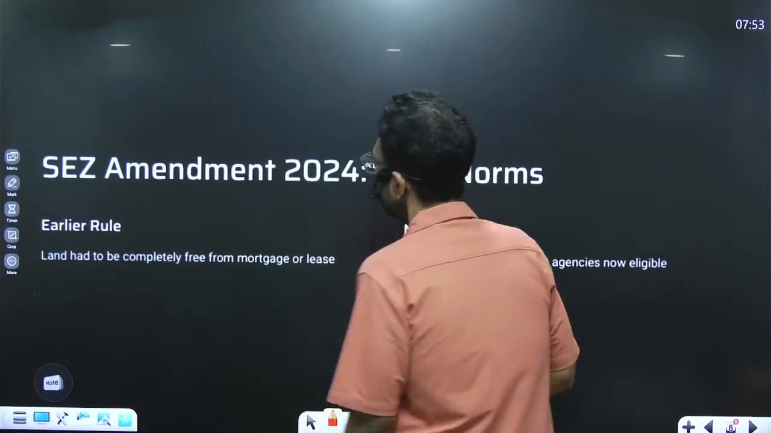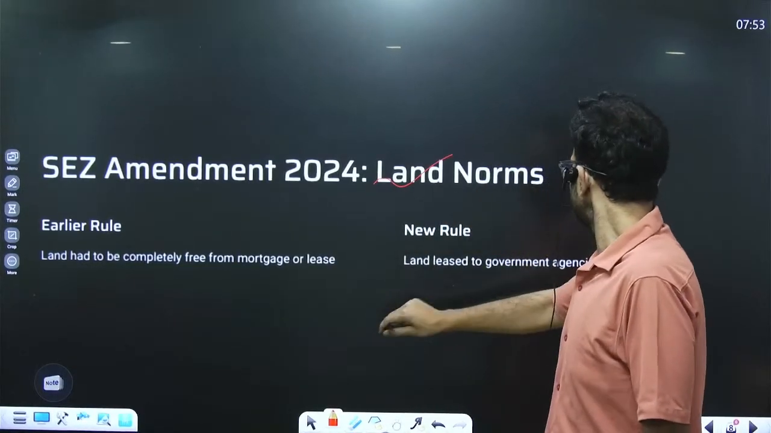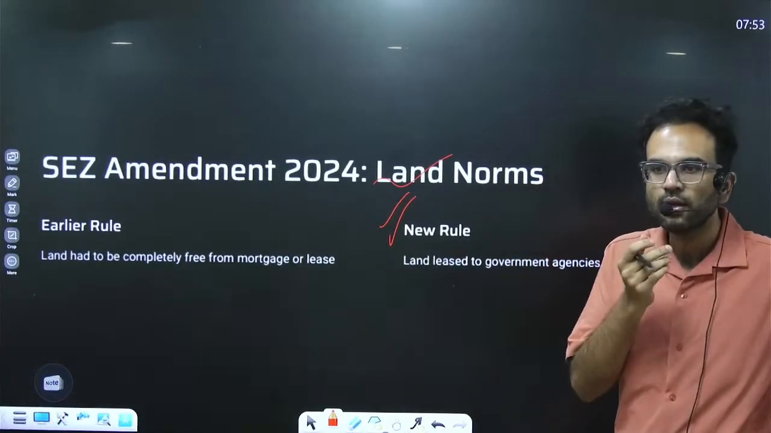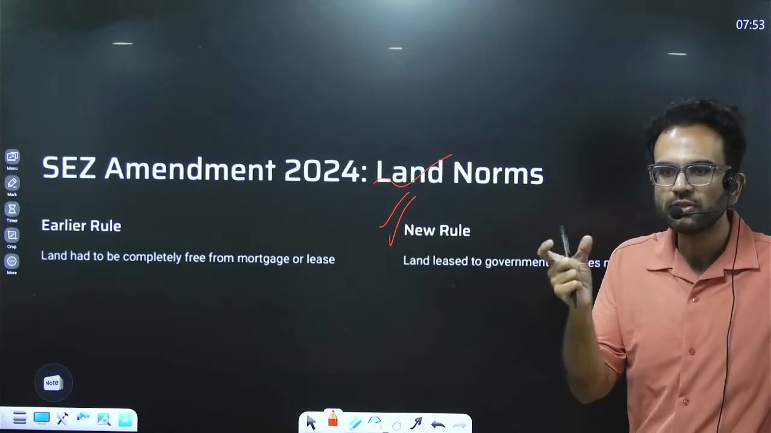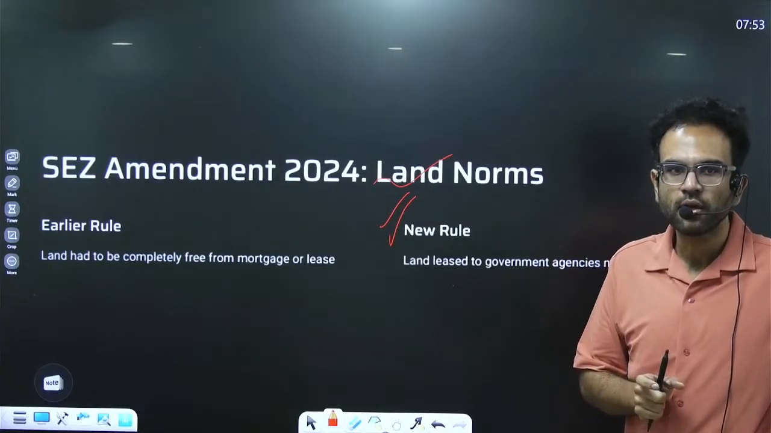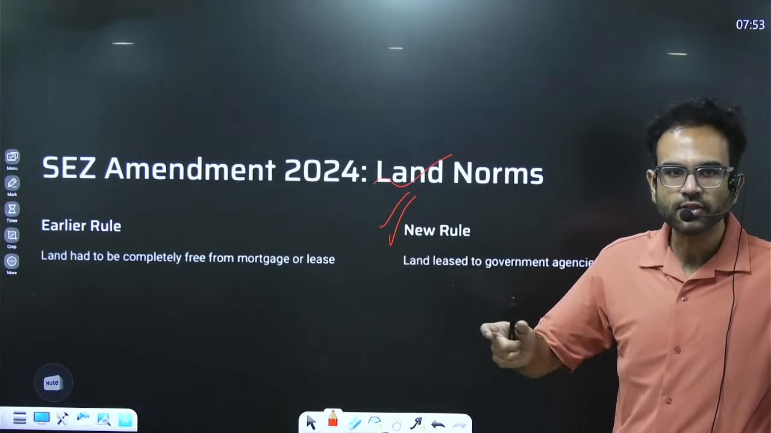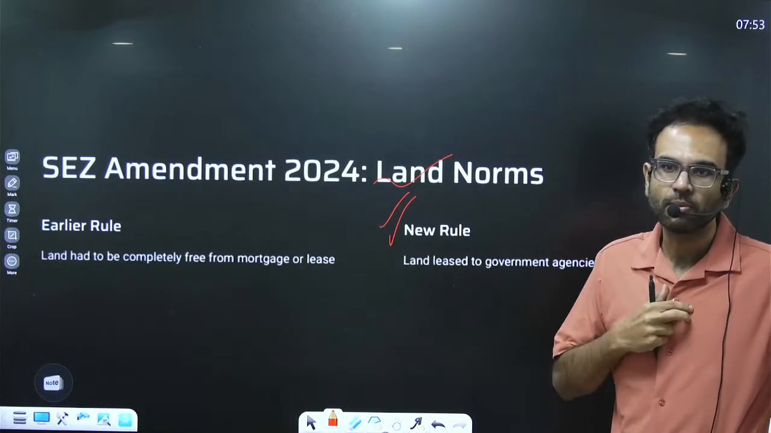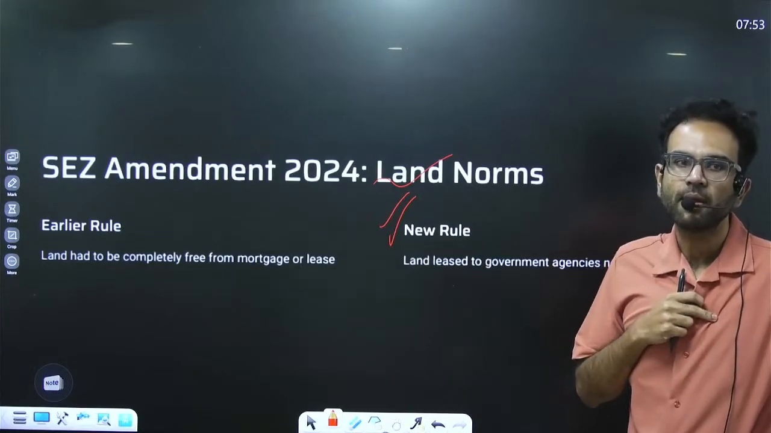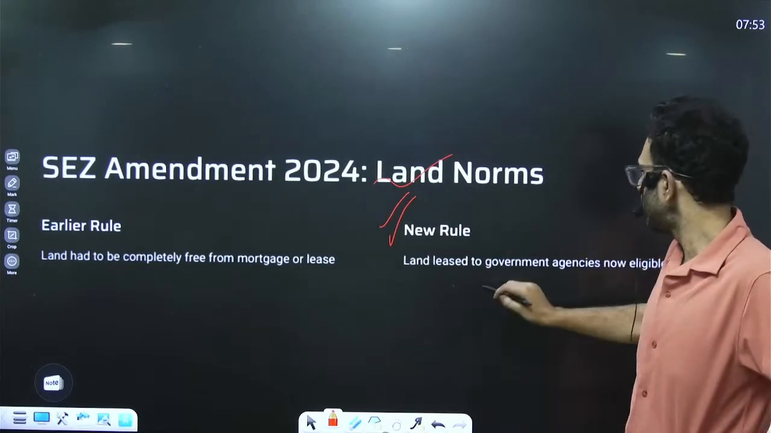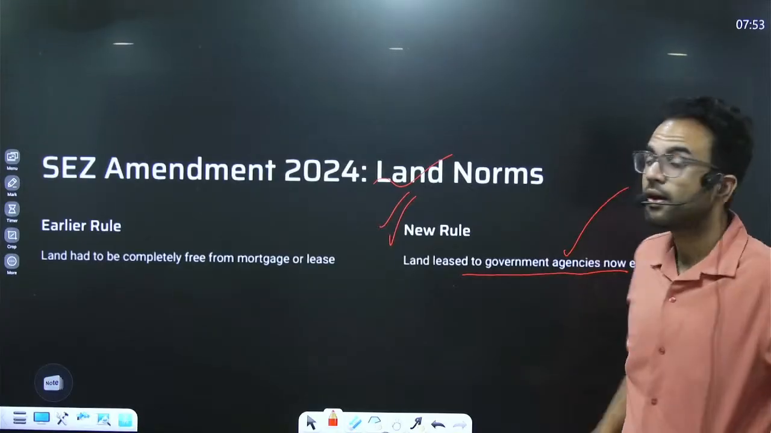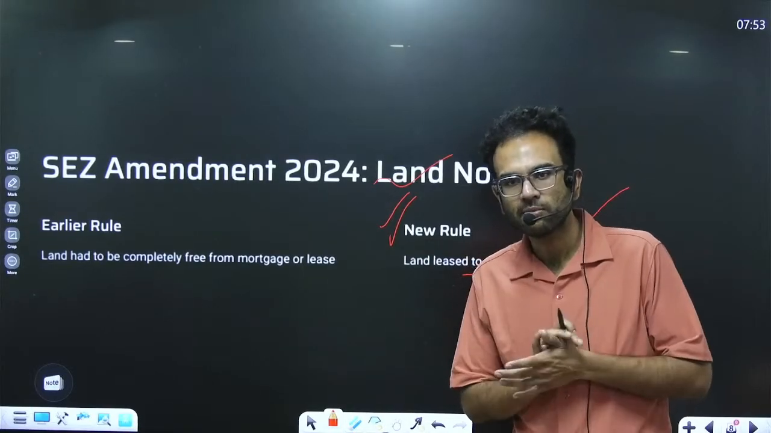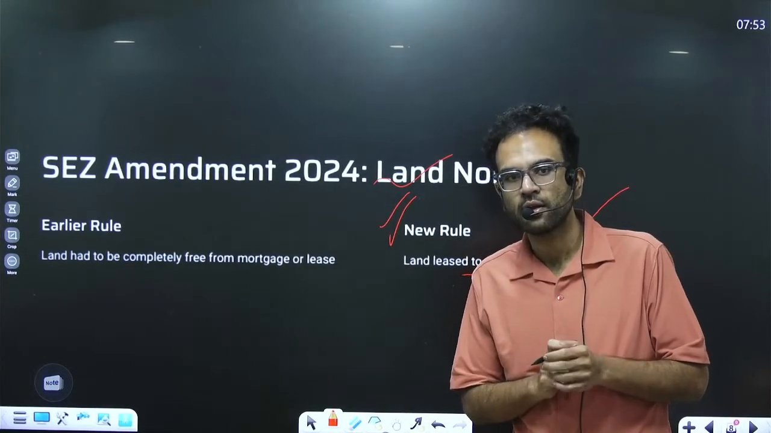Next up, land norms. We have seen the new rule about land leasing. Previously, if a small piece of privately owned land was given to, or mortgaged to, the government, that kind of land was not allowed as a special economic zone. Now the rule has been amended. Land leased to government agencies is now eligible, because land is becoming scarce and it is difficult for governments to mobilize more and more fresh land.